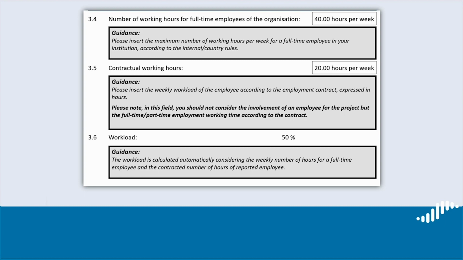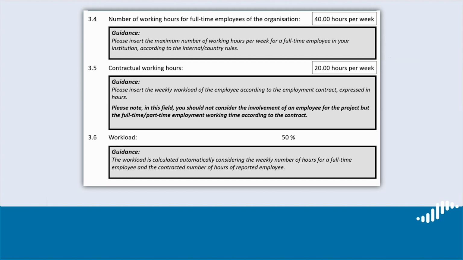In contrast to this, under point 3.5, you are asked to insert the weekly working hours of the specific employee for which the employment confirmation is signed. This number does not include only the project tasks, but all working hours of the employee for the project partner organization. In our example, the employee has an employment contract for 20 hours a week.